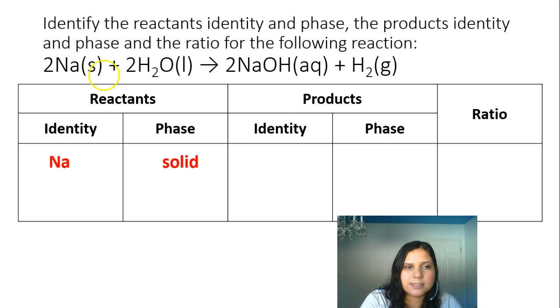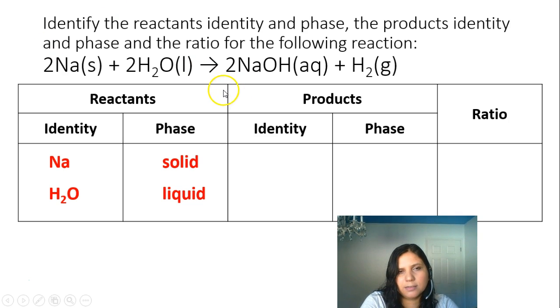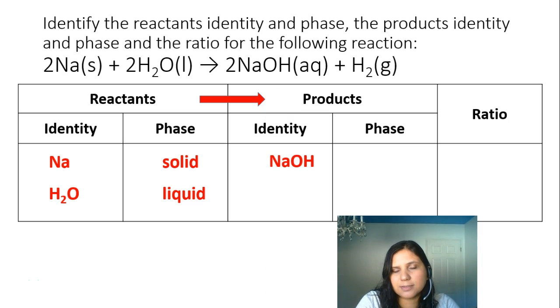Remember that the plus sign separates each one of the reactants. So this separates this from this. Okay. And then I have water as my second reactant. And L, remember, stands for liquid. Okay. And then we'll go to the product side. On the product side, I know it's the product side because there is an arrow. Okay. We have sodium hydroxide there, so NaOH. And its phase is AQ, so aqueous. Then I have hydrogen, and its phase is gas.